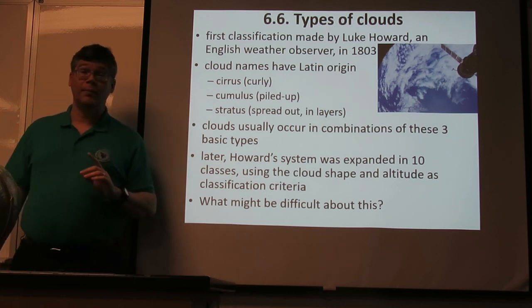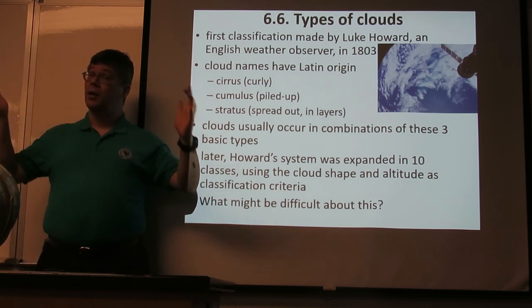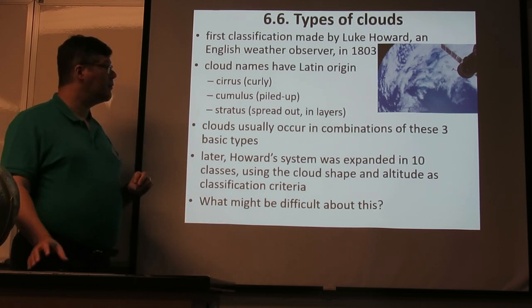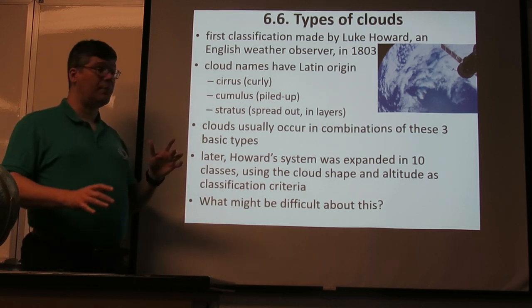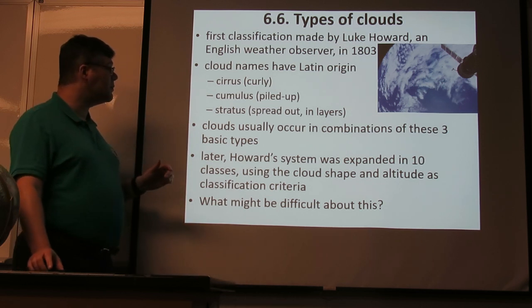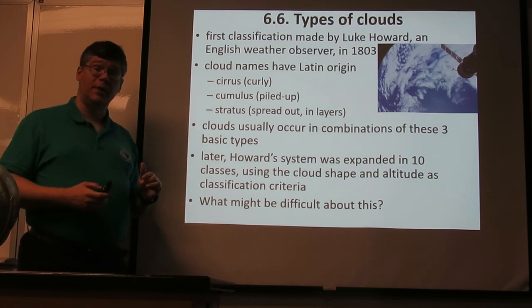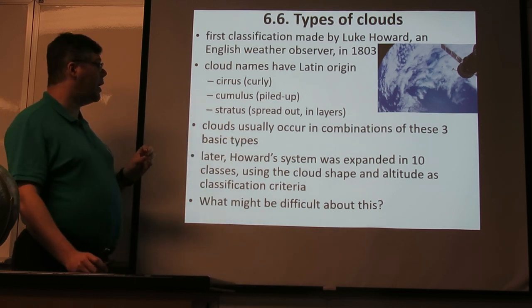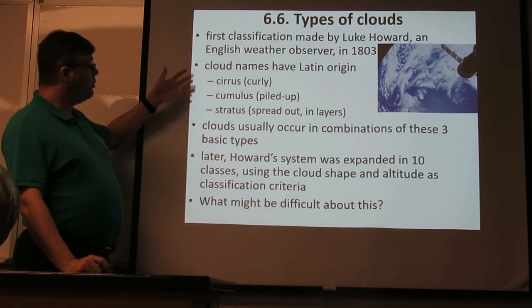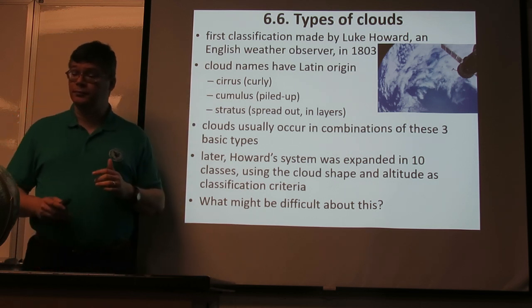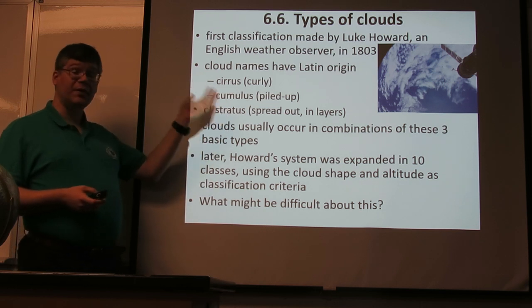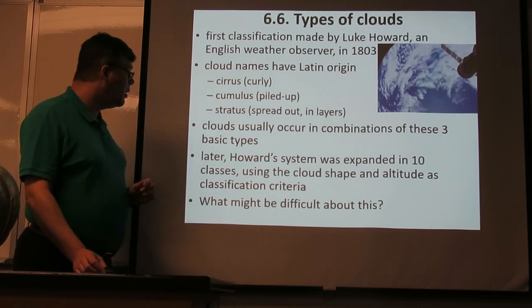Cirrus meaning curly. They're often kind of hair-like, wispy, stringy clouds. Cumulus meaning piled up, kind of lumpy, fluffy clouds. And stratus meaning a layer, so clouds that are spread out, forming layered patterns. So these three basic types are major categories of clouds. Yeah, you can get a lot more specific. There are lots of variations within these.